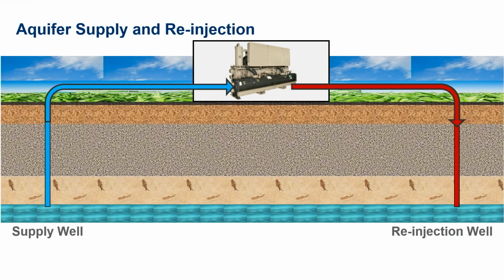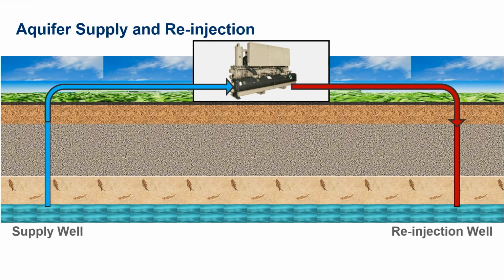If local codes allow, water may be pulled directly from the aquifer, pumped through the heat pumps, then returned to the aquifer at a different location. This open-loop geothermal method is called supply and reinjection. Assuming that the aquifer temperature stays the same, the system capacity is limited by the flow rate of water that can be pulled out of the aquifer.